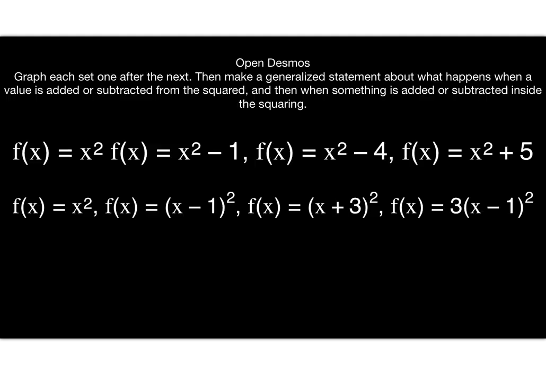We're going to skip that one. This is where I said have Desmos out. I want you to graph these. Graph x squared, then x squared minus 1, all in the same graph. Then x squared minus 4, then x squared plus 5. Do all of those on the same graph, and then tell me what you notice. What generalized statement can you make after you graph them? Yes, there is. Yeah, there should be a comma.